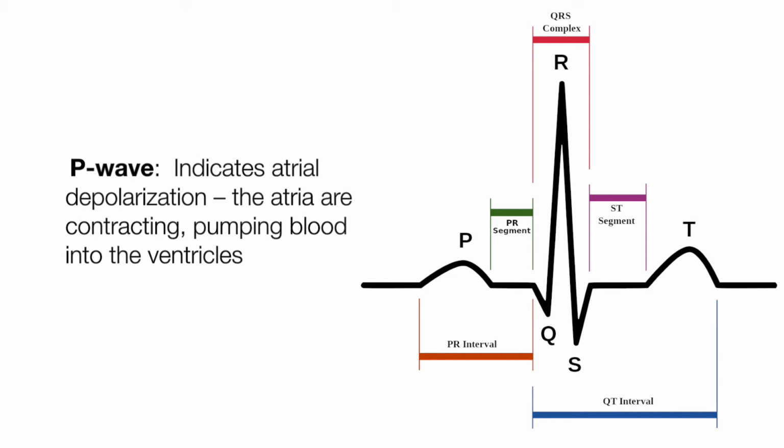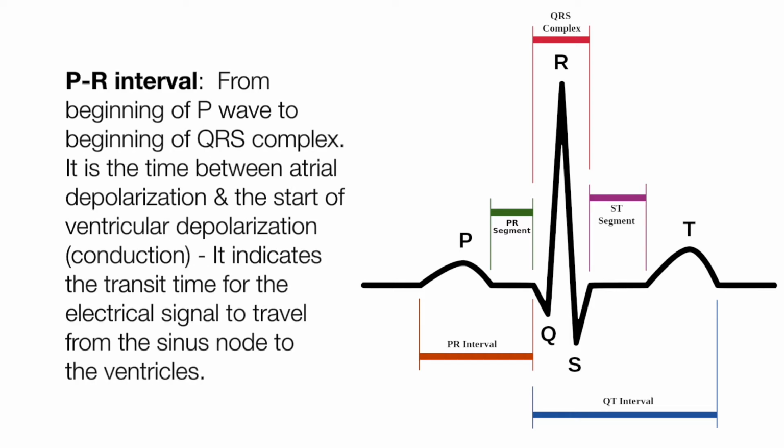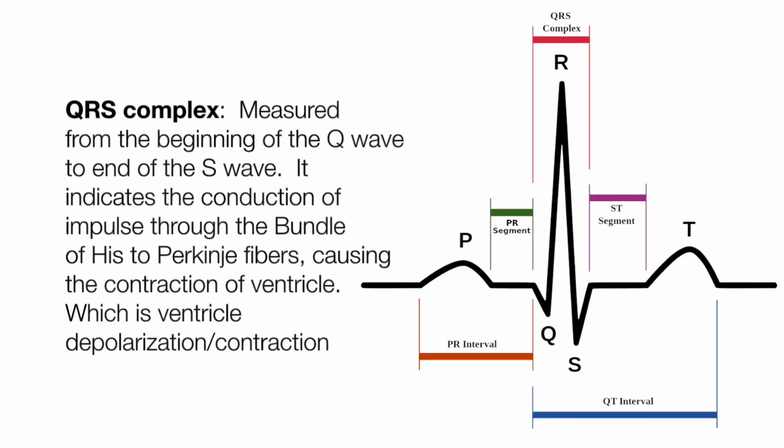Now we're going to look at a breakdown of the phases on an EKG tracing. The P wave indicates atrial depolarization. The atria are contracting, pumping blood into the ventricles. The PR interval is from the beginning of the P wave to the beginning of QRS complex. It is the time between atrial depolarization and the start of ventricular depolarization or conduction. It indicates the transit time for the electrical signal to travel from the sinus node to the ventricles.